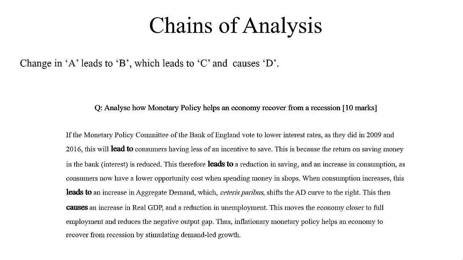So you can see already that we've had our change, the interest rate, and we've had a look at what it's going to cause. So it's going to cause less of an incentive to save. We've then gone on and looked at what it leads to. So a reduction in saving, increases in consumption, and then we finish this off by saying that when the consumption increases, we're going to see a rise in AD, which, if all other things are equal, shifts the AD curve to the right. And then we go on and look at what this causes: a fall in unemployment, an increase in growth, and a movement towards full employment.